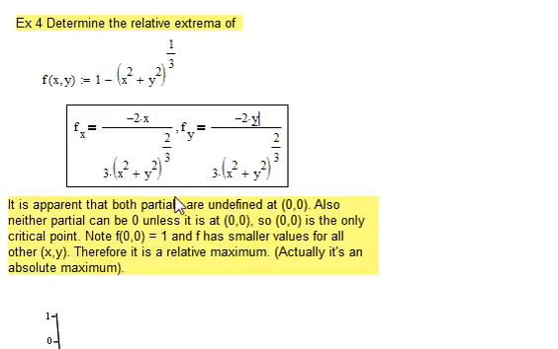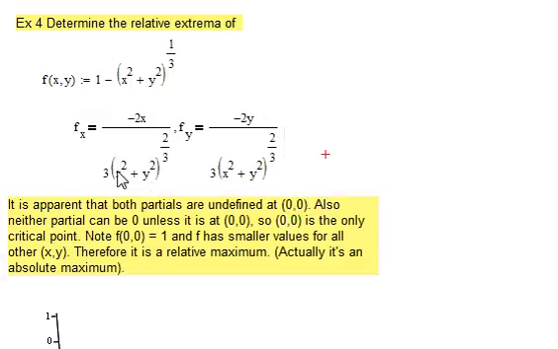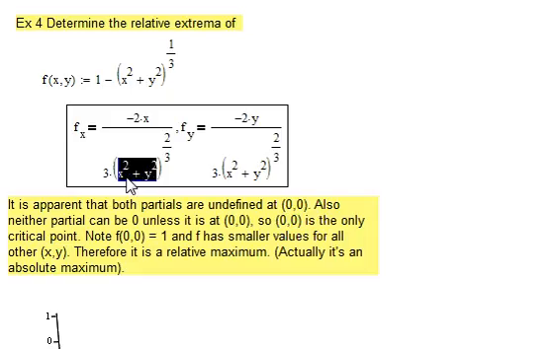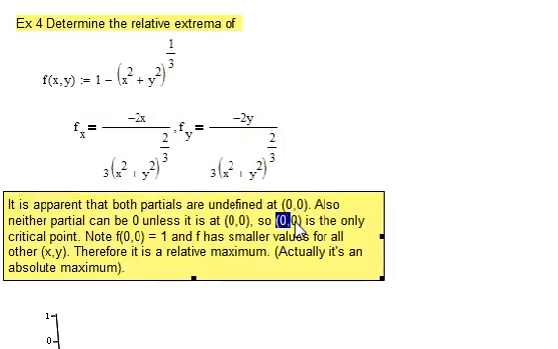So it's apparent that both partials are undefined at the point 0, 0, and I don't know if you see why that's the case, because if we have 0 for x and 0 for y, we've got a 0 denominator in both cases. Also, neither partial can be 0 unless it is at the point 0, 0, because look at the numerator. So the only critical point is the point 0, 0. Actually, kind of for two reasons, because the partials are undefined, and maybe also because the partials are 0.